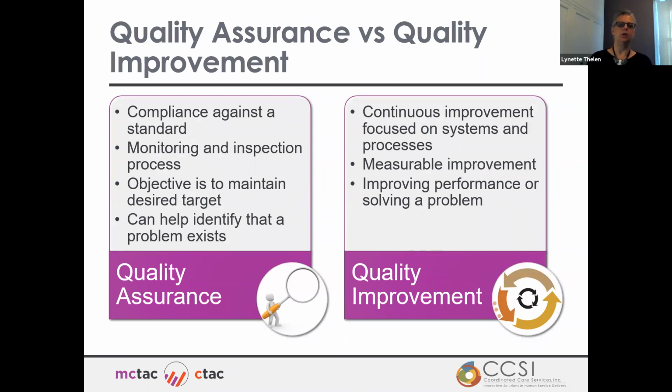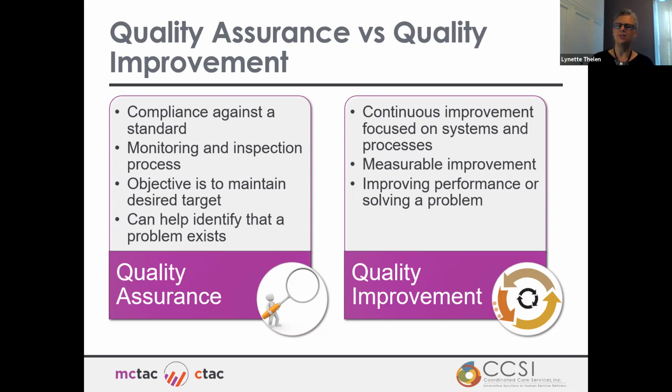One thing that I like to make sure we're all clear on is the difference between quality assurance versus quality improvement. And they can kind of feed into each other. But quality assurance is really a compliance kind of measurement. It's a monitoring and an inspection process. And the objective of a quality assurance measurement is to make sure that you have hit a desired target. Understanding if you're not hitting a target can identify that a problem exists, and then that would put you into a quality improvement process.